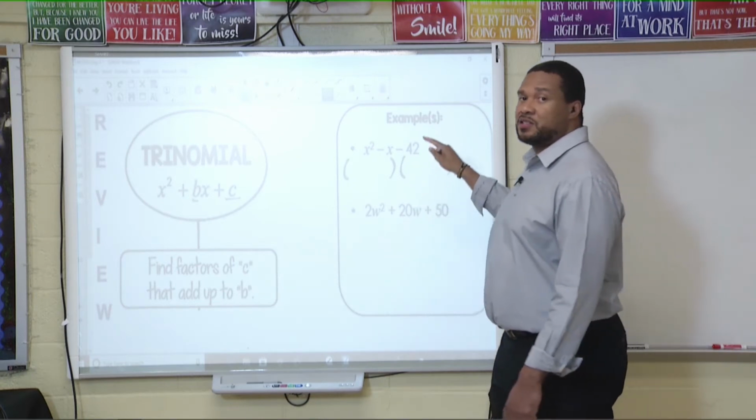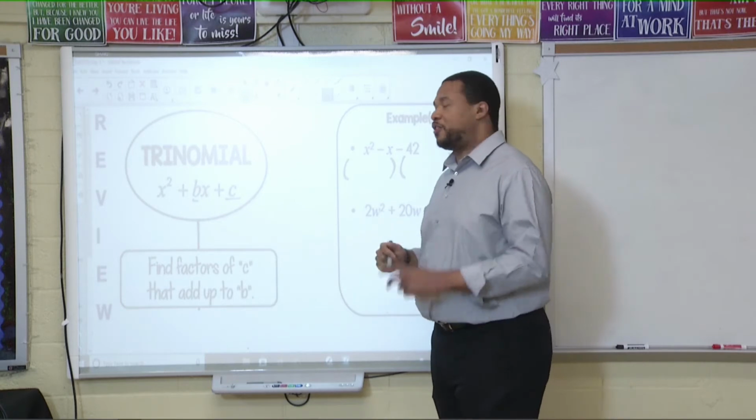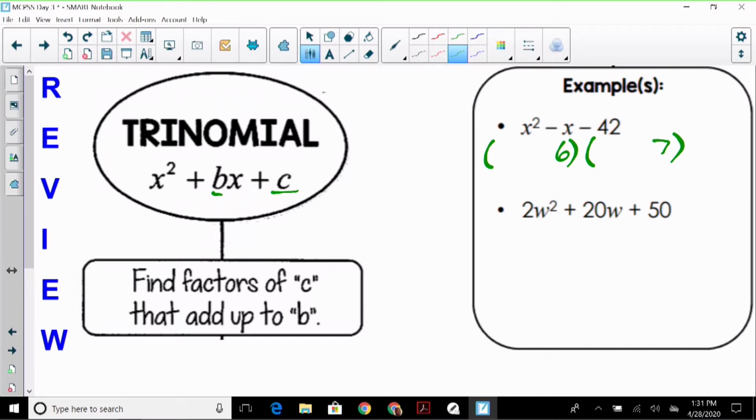Okay, so 6 times 7 is 42, but we have to get negative 42. So one of those values has to be a negative. In order for them to add to get negative 1, the larger value must be a negative. So we can just write x and x here because we know x times x is x squared. And since this is positive, we can put a plus sign. If we were to go back to multiplying these two binomials, the end result would be this trinomial that we started with.